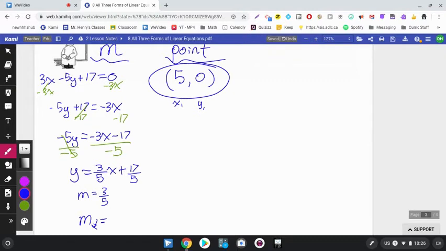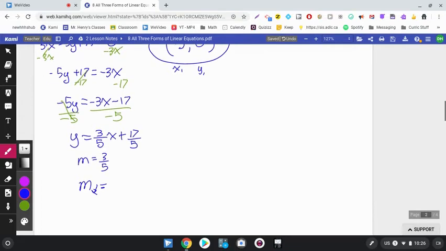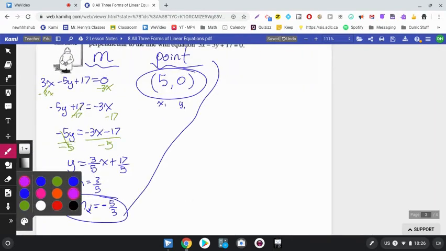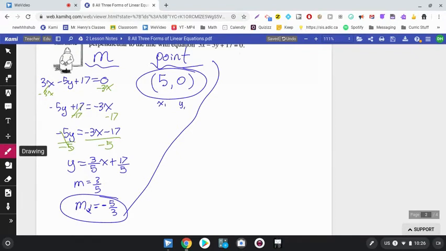Okay? Slope perpendicular is the negative reciprocal. So mine started positive. The negative of that would be negative. Reciprocal means top to bottom, bottom to top, where you flip your fraction. Negative 5/3. Awesome. Well, I've got my slope. I've got my point. Time to turn this into our equation. Y minus your y value equals your slope times x minus the x value. I have a slope, I have a point, I can use slope point form. Y minus 0 equals negative 5/3 times x minus 5.